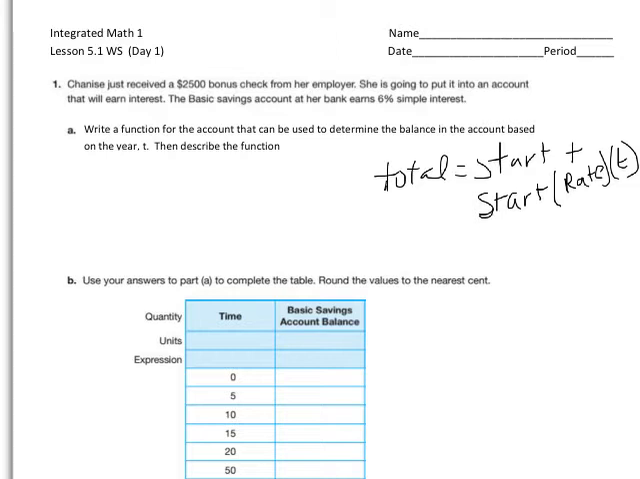So if you were to make a function like this, you would say, okay, well, the function depending on time is your original amount. I'm going to call it a sub 0, plus your original amount times time times the rate.